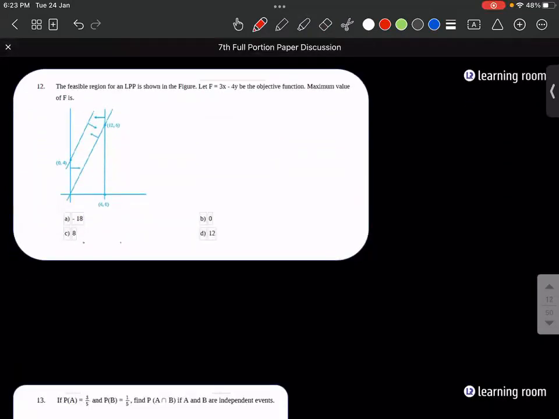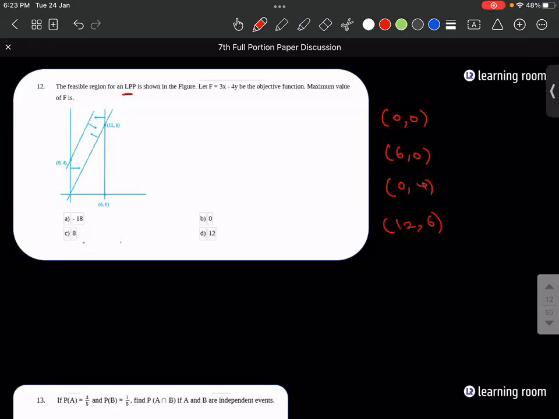What about the 12th one? The feasible region for an LPP is shown in the figure. F is equal to 3x minus 4y be the objective function. Maximize the value of f. So what are the 4 points that you have? The corner points. You have 0, 0, 6, 0, 0, 4, and 12, 6.